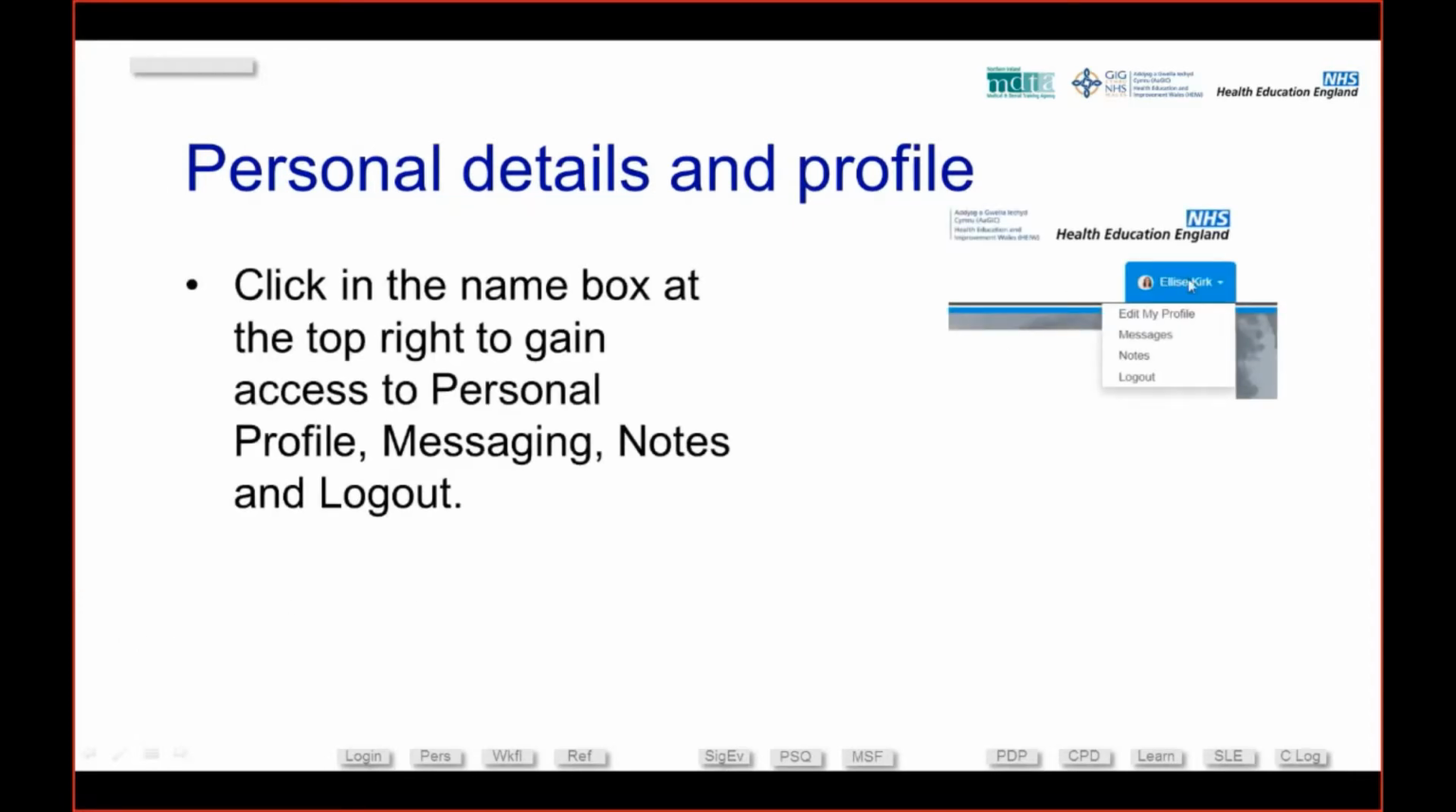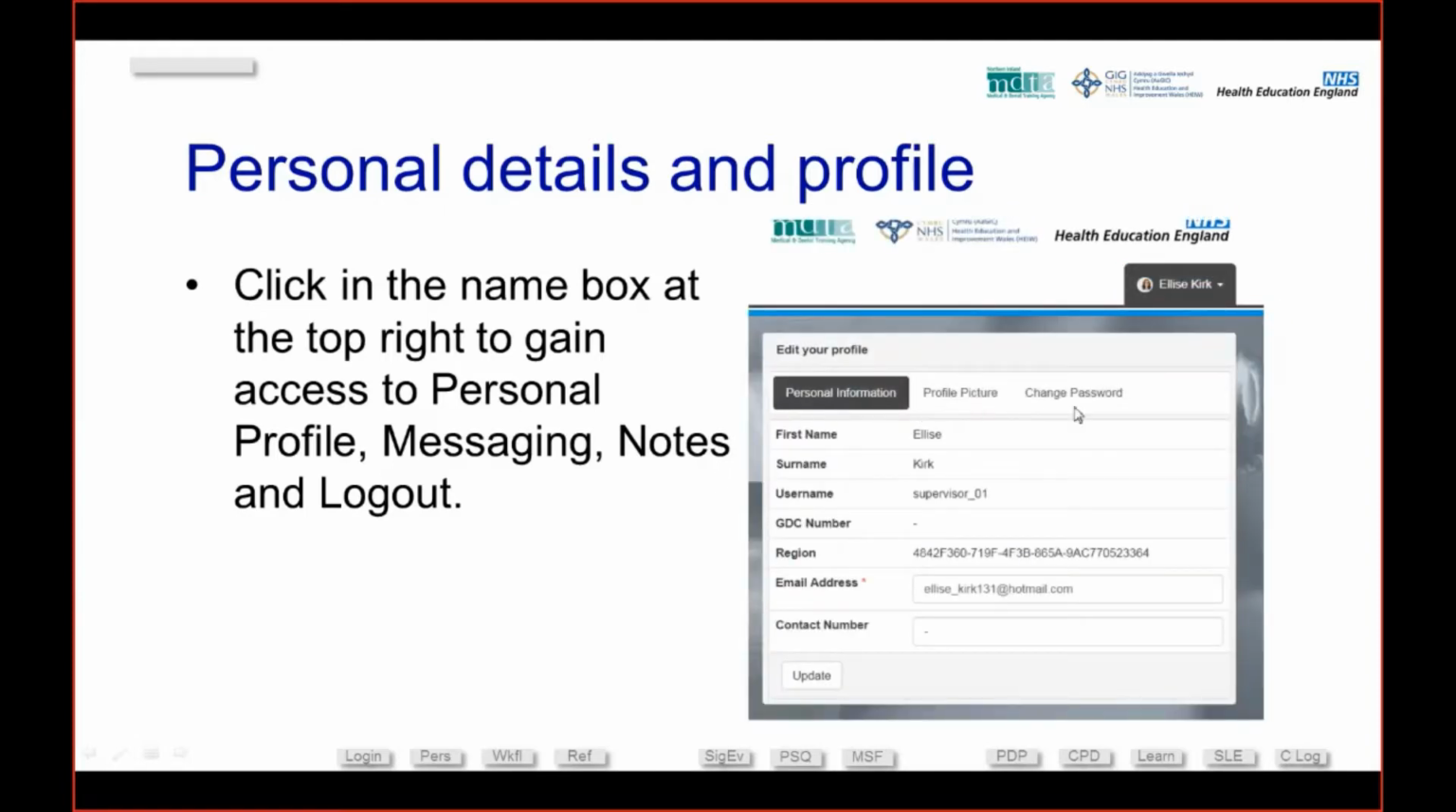In the e-portfolio, there's personal details. You can edit your profile, there's messaging, there's notes, and a logout. Profile, it's worth going in there and checking that. Some things you will not be able to alter. If your name and username are wrong, you have to go to your local administrator to be able to change that. But you can alter your email address and your contact number. And it's worth putting a profile picture in because it helps everybody within the e-portfolio.